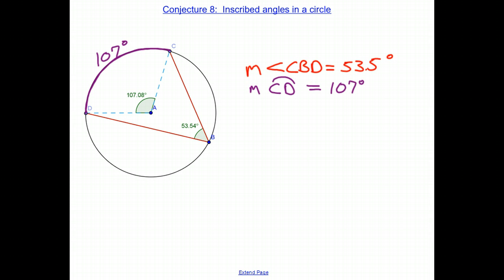So what did this investigation provide us? Well, looking at these two measurements, it seems that the measure of the inscribed angle is going to be 1/2 of the measure of the arc it intercepts. So we can see here that 53.5 degrees is 1/2 of 107 degrees. And what this ultimately tells us is that the measure of an inscribed angle is going to be equal to 1/2 of the arc it intercepts, or 1/2 of the measure of the central angle.